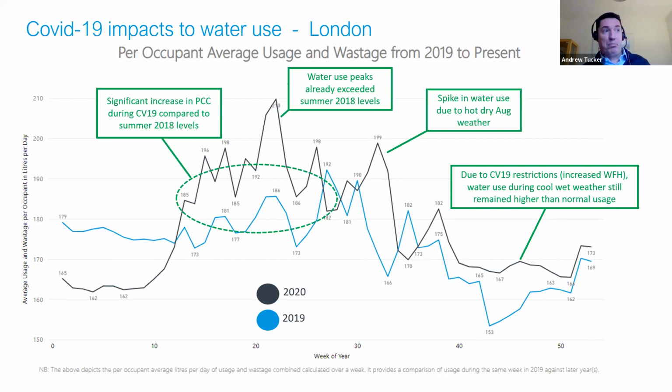Quite simply, the black line here is water consumption in smart meter households in London. The blue line is the same consumption last year, and when I say last year, I mean 2019, which is a typically normal sort of year, if you're going to have a normal year. It's broken down per occupant, and the x-axis is the weeks along the year.